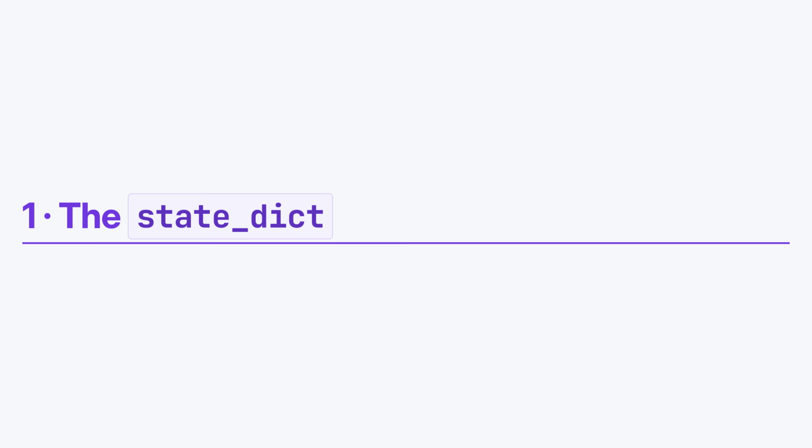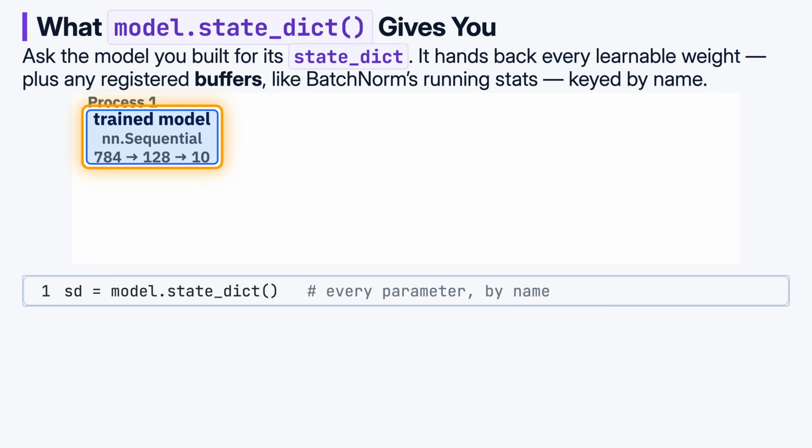First, the state dict itself, the one object that holds every weight your training learned. Ask the model you built for its state dict. This is the same nn.Sequential from the model you built. A Linear, ReLU, a Linear. One line, sd = model.state_dict(). It hands back every learnable weight keyed by name, plus any registered buffers like batch norm's running stats.